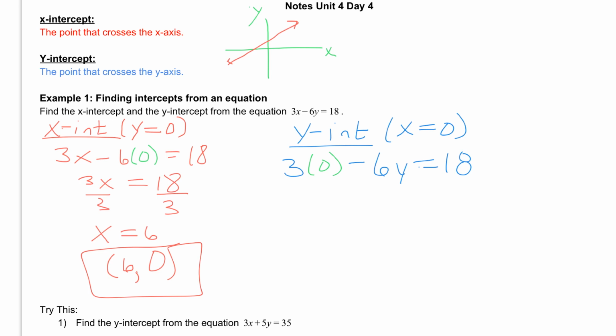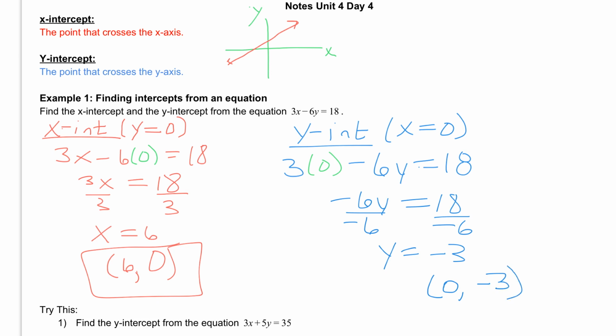Then if I go ahead and solve, I know that 3 times 0 is just going to be 0. So I'm left with negative 6y equal to 18. Dividing both sides by negative 6, I get y equal to negative 3. And if I write that as an ordered pair, x always comes first. My x was 0. My y was negative 3. So here's my y-intercept. That is where it's going to cross over the y-axis.